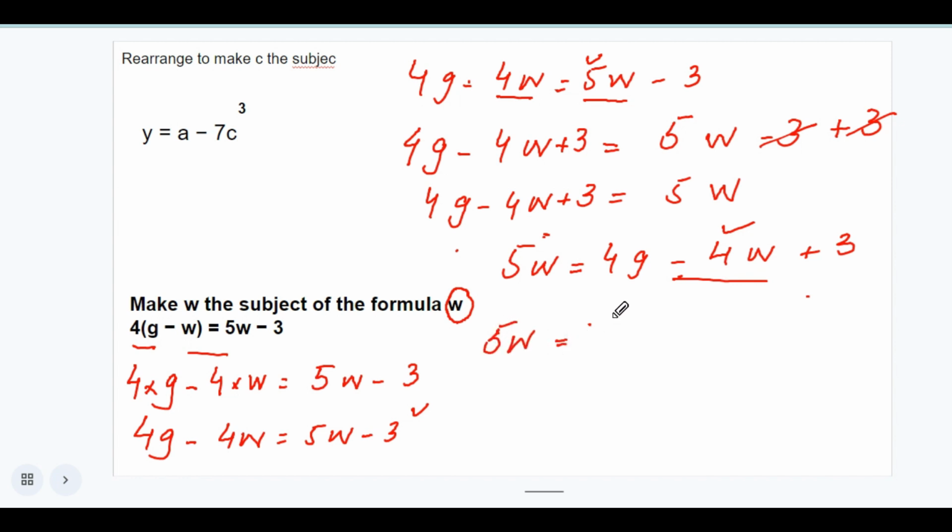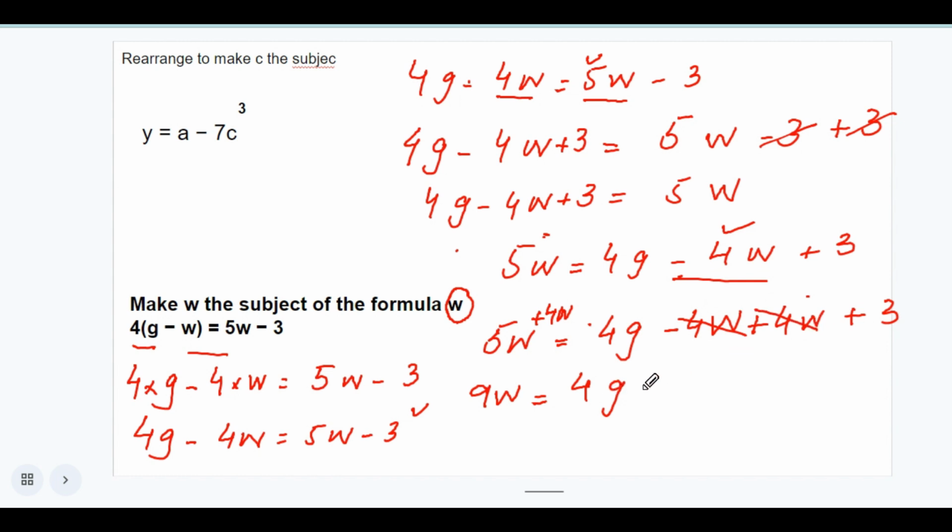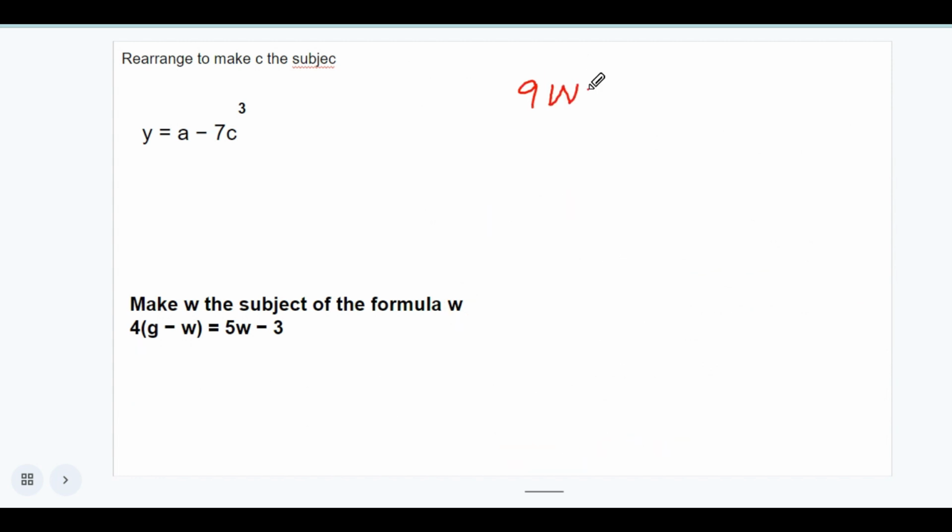What we have to do? We need to write the opposite of minus 4w. Minus 4w opposite will be plus 4w. And plus 3 will remain as it is. The same thing we need to do on the left hand side, that is 5w plus 4w. 5w plus 4w will give you 9w, right? And 4g is as it is. Minus 4w plus 4w will be cancelled with each other, and you are left with 9w equals to 4g plus 3. 9w equals to 4g plus 3, right?